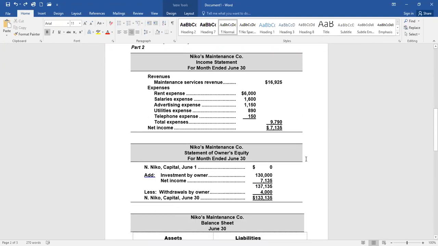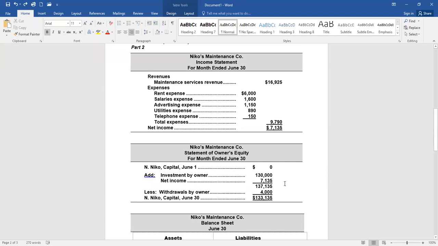The next statement, remember, is the statement of owner's equity. Again, you're starting with the name of the company, the name of the financial statement, and the period of time we're reporting for. So this statement shows how owner's equity or capital changed over a period of time. In this case, for the month ended June 30th.